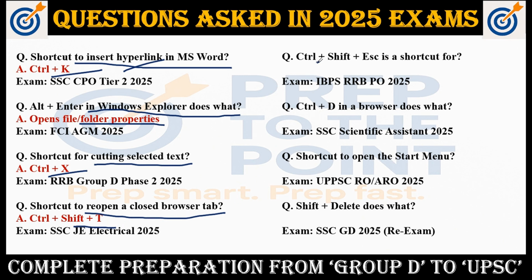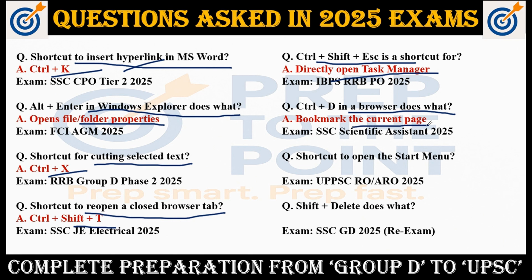Control plus Shift plus Escape is a shortcut to directly open Task Manager. Control plus D in a browser does what? Bookmark the current page. Control D, bookmark the current page. Shortcut to open the start menu: Control plus Escape. Control plus Escape, open start menu. Shift plus Delete does what? Permanently deletes file bypassing recycle bin. Shift plus Delete, permanently delete file.